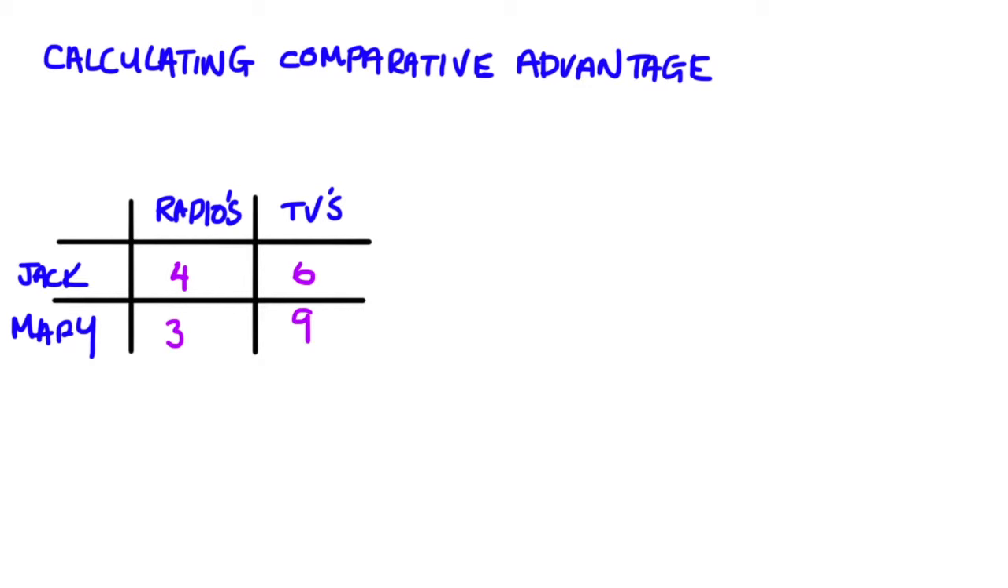In this video I wanted to talk about calculating comparative advantage, and in particular I'm going to look at those sorts of questions, maybe like I've got here, where you're given details about the production possibilities of two people or sometimes two different countries, and these countries or people can make two different sorts of things. So in my example here I've got Jack and Mary, and they can make radios or TVs. The numbers in the cells there represent production possibilities. So essentially, if Jack completely specializes in radios, he can make 4. If Jack completely specializes in TVs, he can make 6, and Mary's numbers are given the same interpretation.